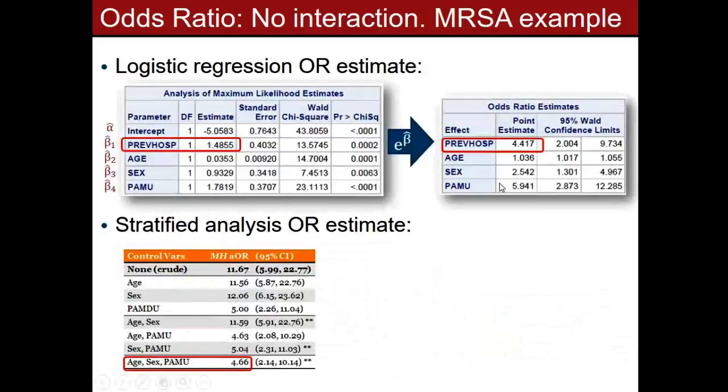So compare this 4.4, the odds ratio now adjusted for all this other stuff in the model for age, sex, and PAMU. It's similar, but not exactly the same as this answer that you would get out of the stratified analysis. So does anyone know why they're not the same answer? Guess. They're similar, but not the same.